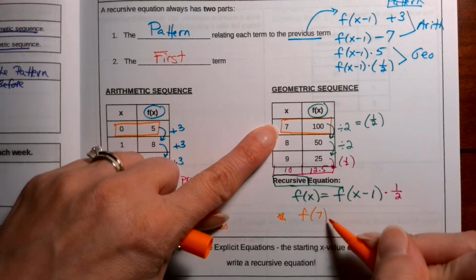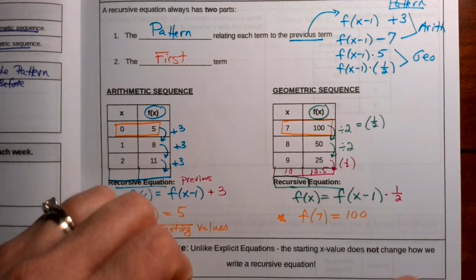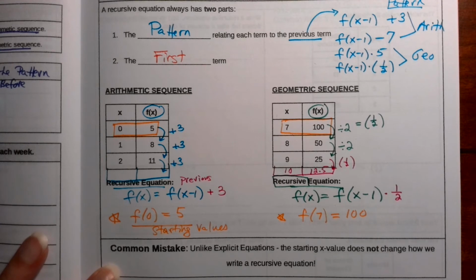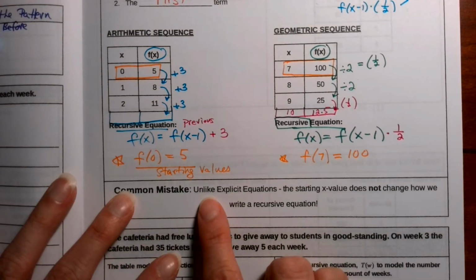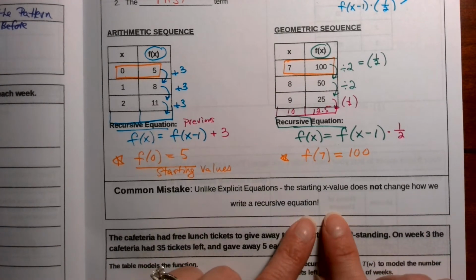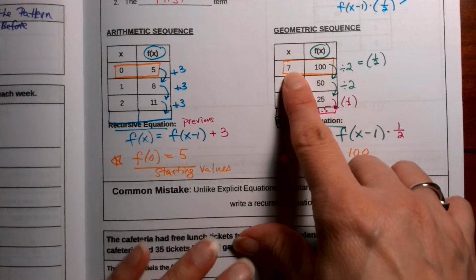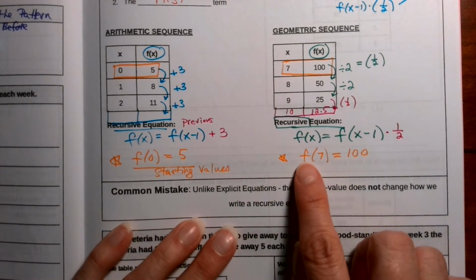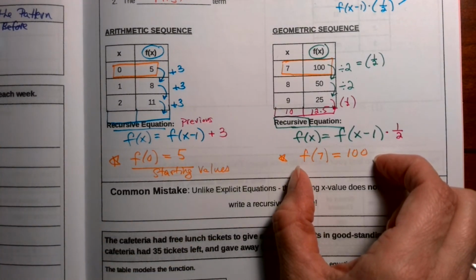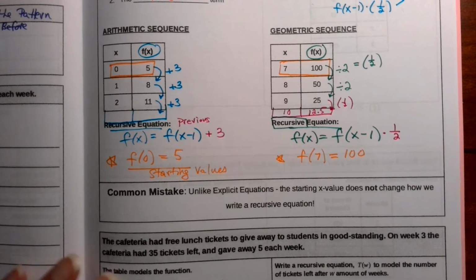F of 7, and the output was 100. I have to give you a number to start with that you can keep cutting in half. Okay? So here's a common mistake. Unlike explicit equations, the starting value does not change how we write them. Remember how we had to carefully look to see if we had to bring the x value back to 7? We don't have to do that. We're just going to say that our first value happens to be 7 and then 100, okay? But our recursive equation is always the same. Okay, let's take a look at this one here.